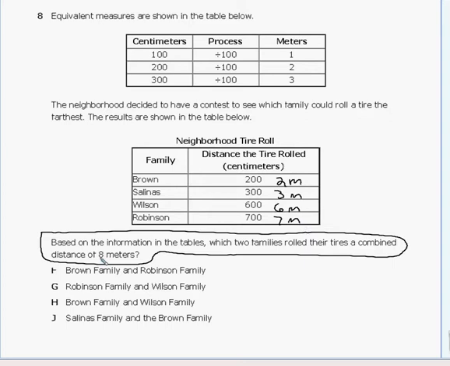And we'll look at it. It looks like the only two numbers I can put together to equal 8 are the Wilson family and the Brown family. So the Brown family and the Wilson family are going to be our answer. So our answer choice is H. Pretty simple one there.